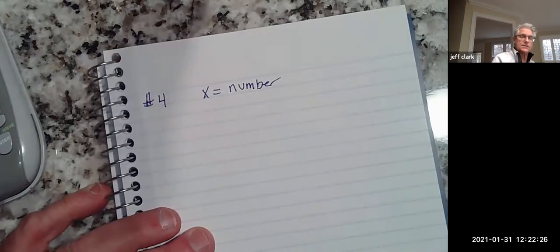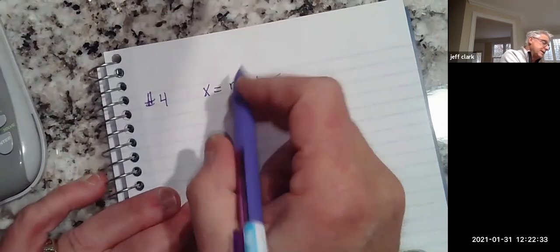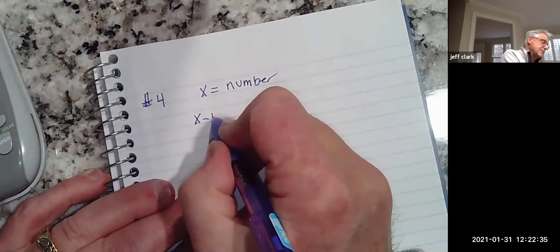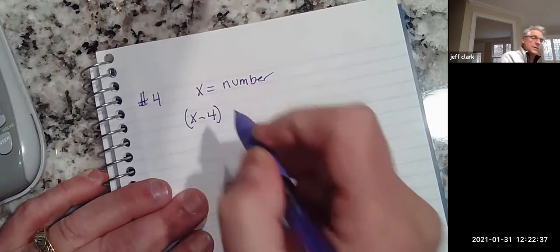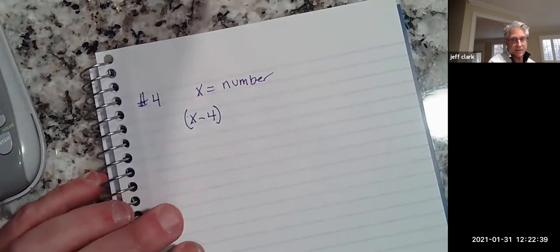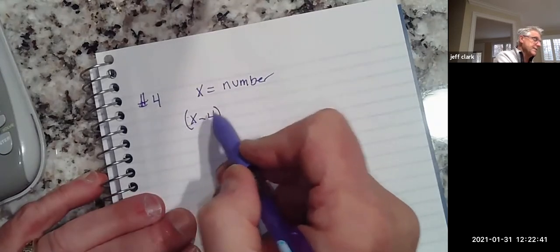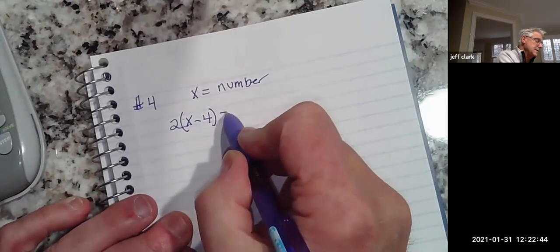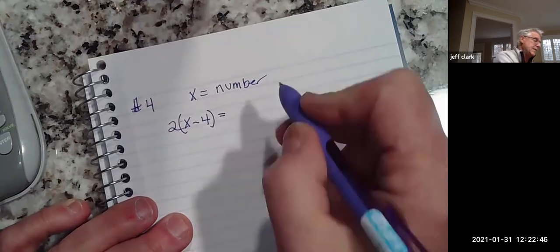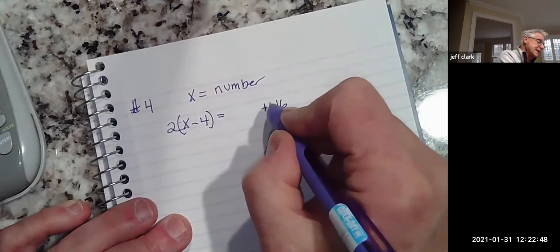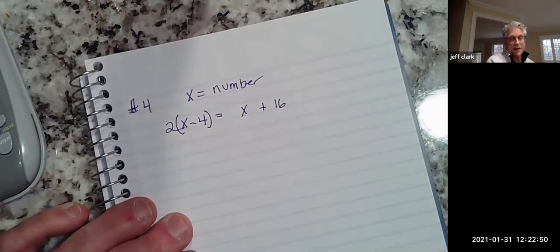And it says the difference of that number and 4. So that means you go X minus 4, and that whole thing is doubled. The whole thing. That's a little tricky, but it's the whole thing. It's not just the original number. It's the difference that's doubled. The result is 16 more. So you're adding 16 to the number. And it says find the number.